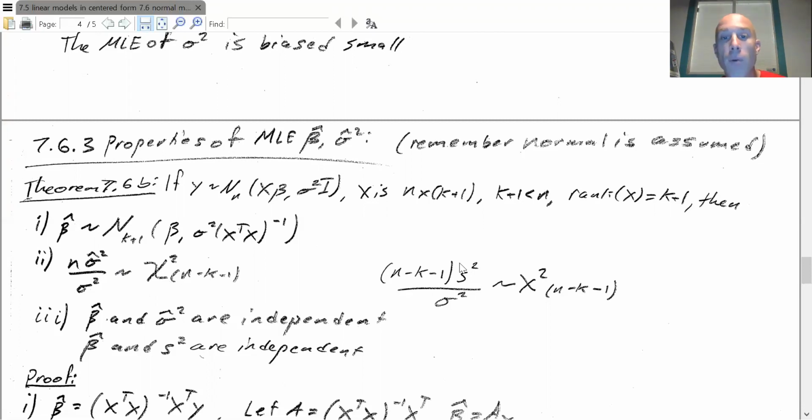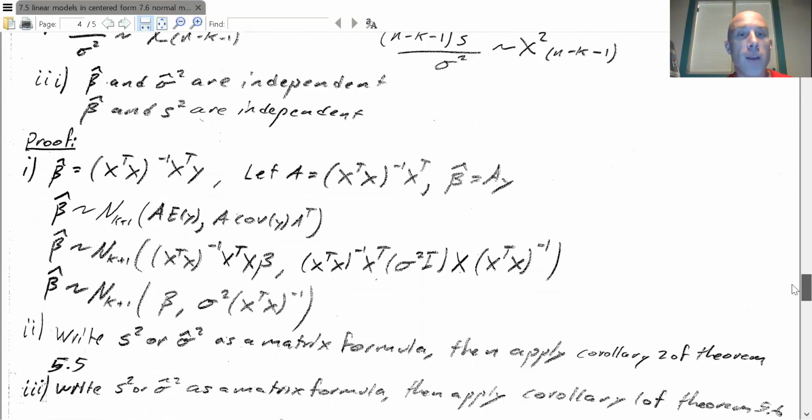And it works out that if I take s squared divided by the value it's trying to approximate times n minus k minus 1, that is going to be chi-squared distributed with n minus k minus 1 degrees of freedom. But wait, there's more. The slope estimates and our variance estimates will be independent of each other. Now, the two variance estimates are not going to be independent of each other because they have the same numerators, but it's very reassuring to know that our slopes and our variance estimates are independent.